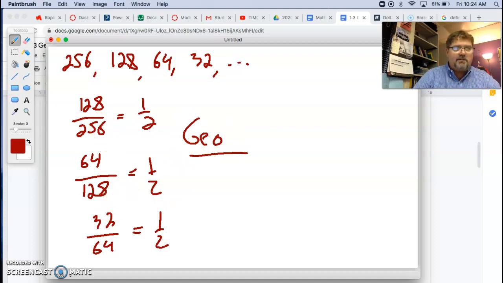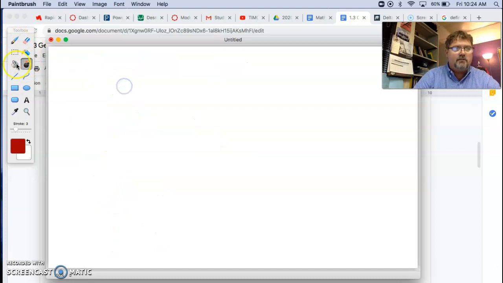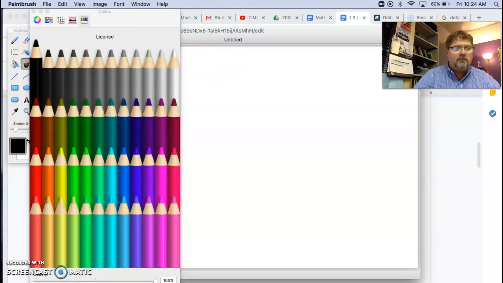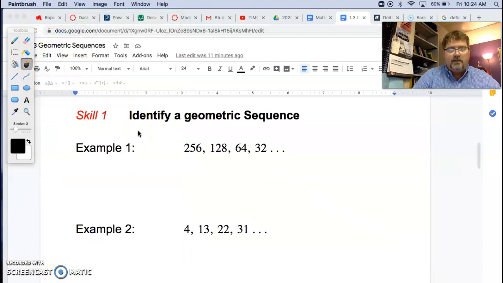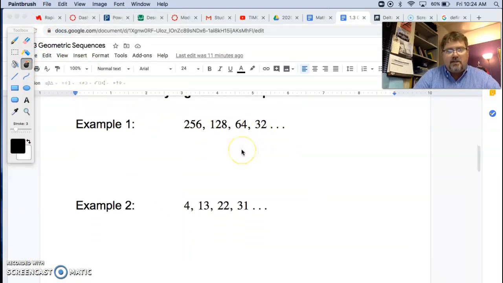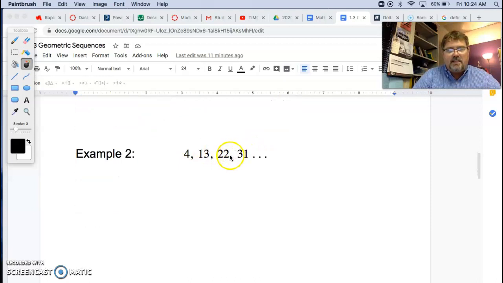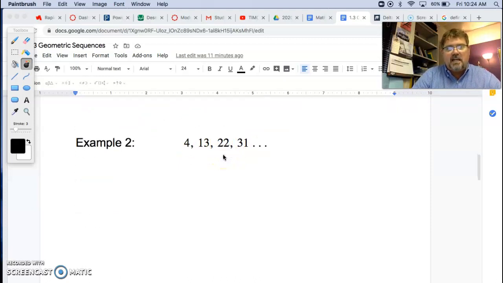The next sequence on this page, let's go look at it right quick. So we identified this as geometric. We come down here and we're given another sequence. And just so I don't use up so much time, if we started looking at this, 13 divided by 4 is not the same as 22 divided by 13.